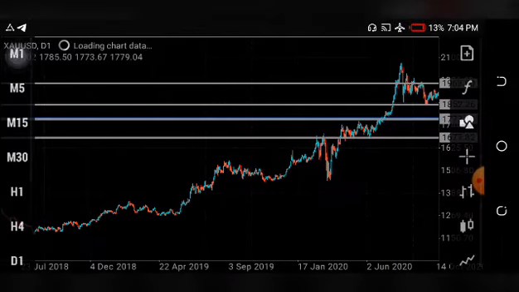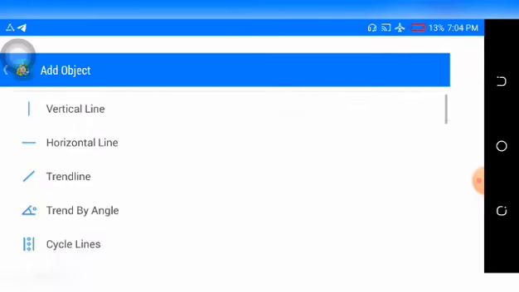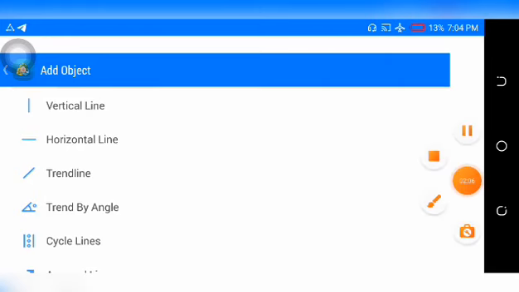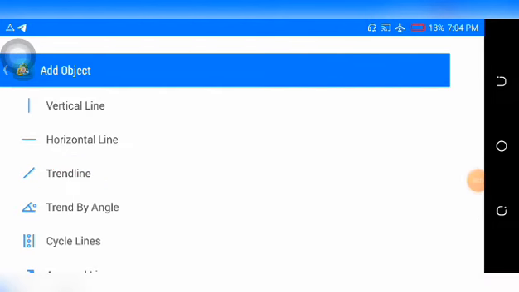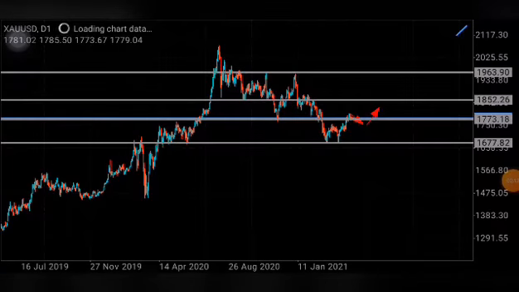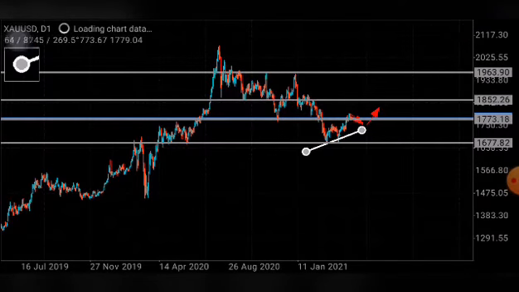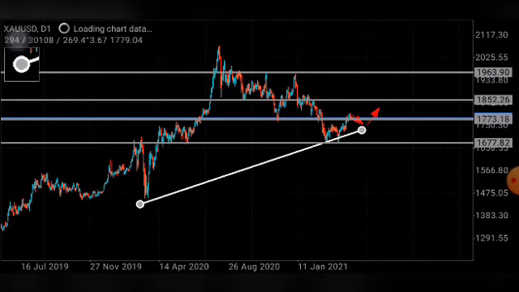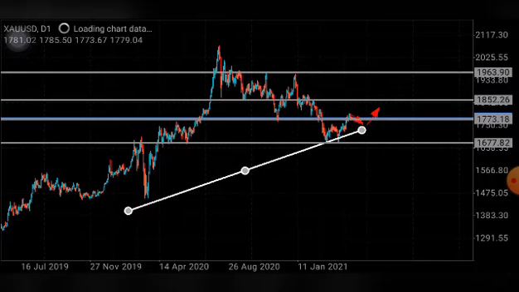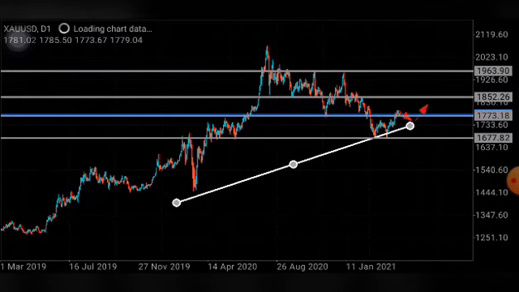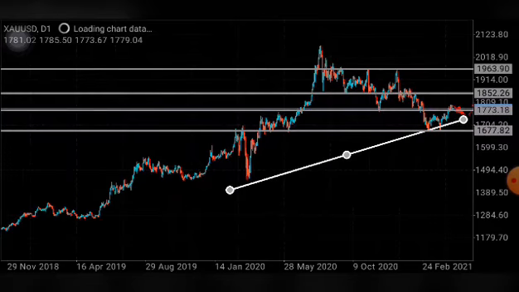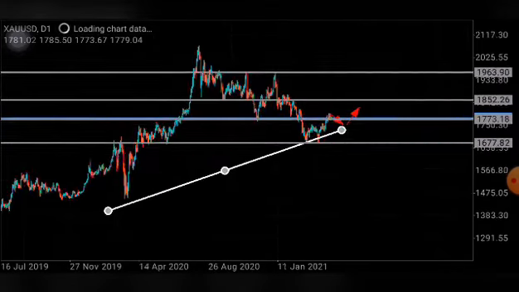So you have to go to the tools, select the trend line here, this one, trend line, select it, and you begin drawing it down. And the tip for drawing this is that you need to have touches below. If it's an uptrend, it has to be below the price. So you need to have touches.